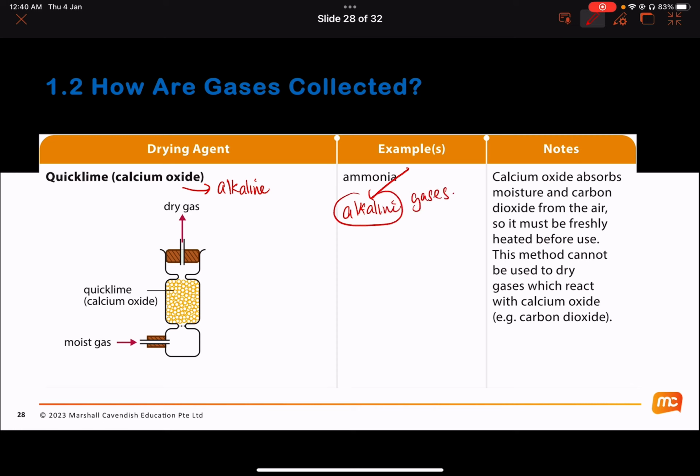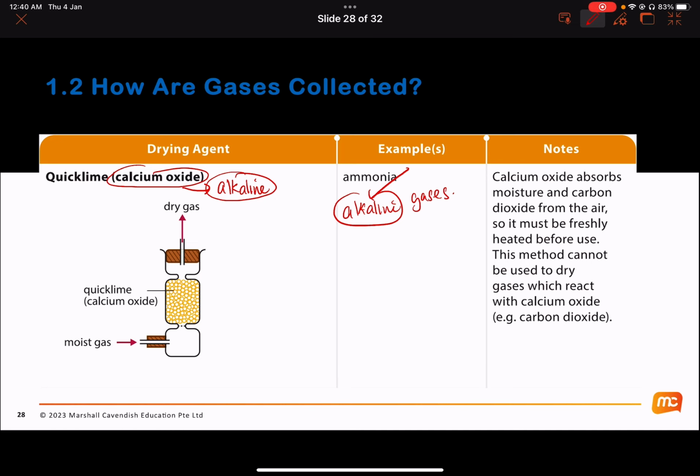Okay, very bad for drying acidic gases. So very bad choice. All right, so yeah, that's about it, to be aware of it. So you need to remember that calcium oxide is actually alkaline. Then it's easier for you to deduce what kind of gases it can dry.